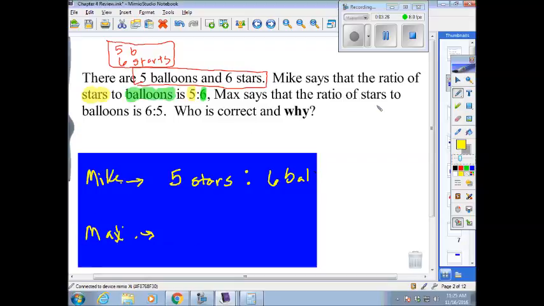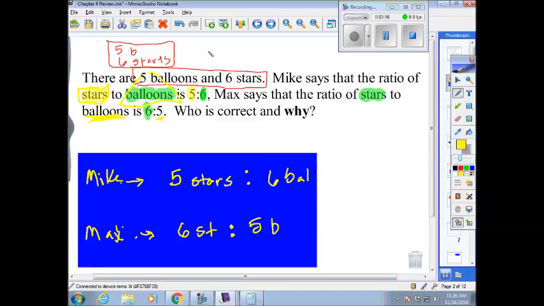Okay, so what's Max saying? He's saying the ratio of stars was listed first. So doesn't 6 go with stars, guys? Yeah. 6 stars. And if anybody wants to use a highlighter on the test for this question, I'm fine with that. Or you could do like a rectangle around this one and a triangle around this one or something. You know what I mean? Like you could do different things to help you to be able to put them together. And then Max listed out balloons second. So that means 5 goes with balloons.